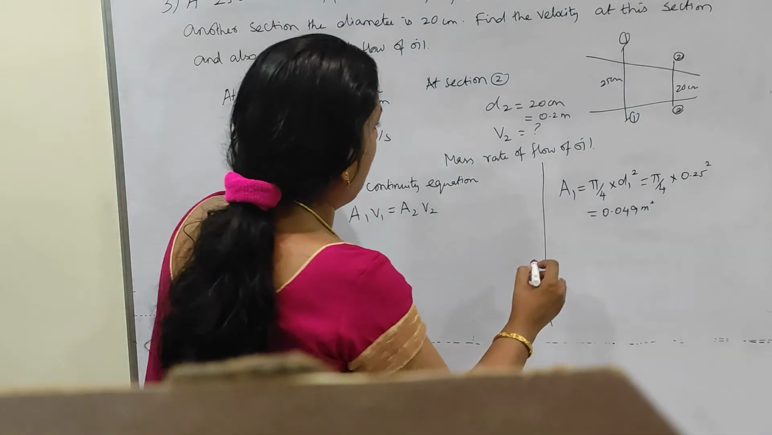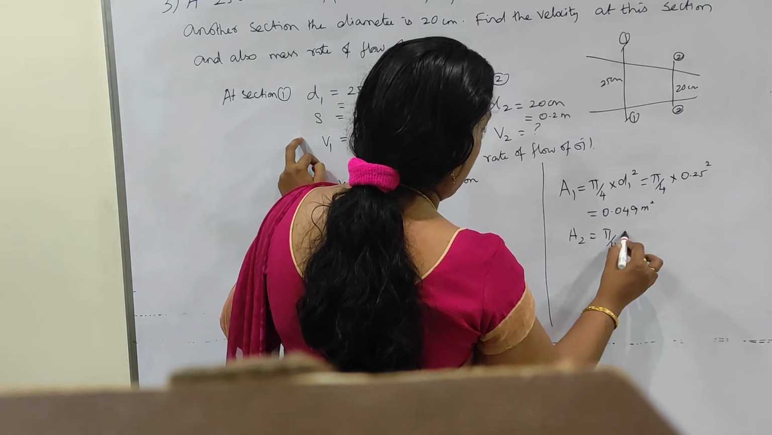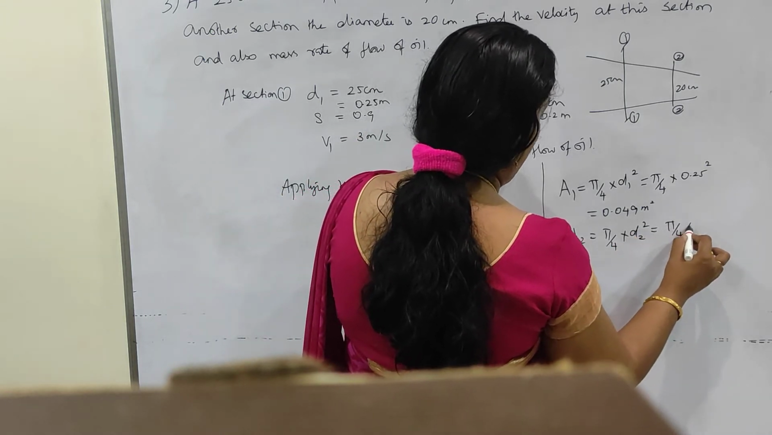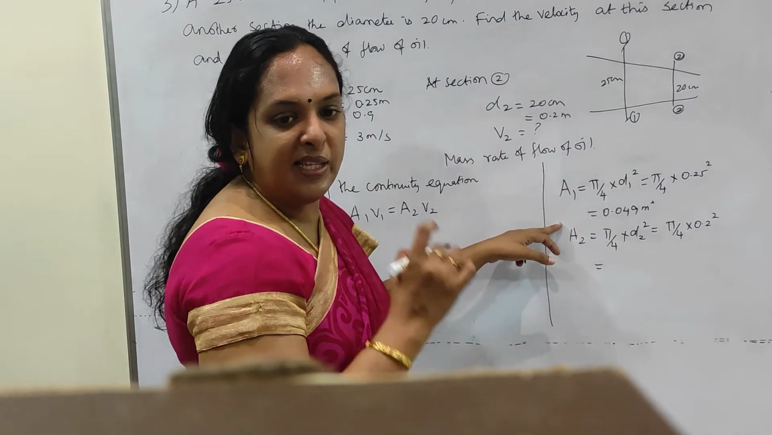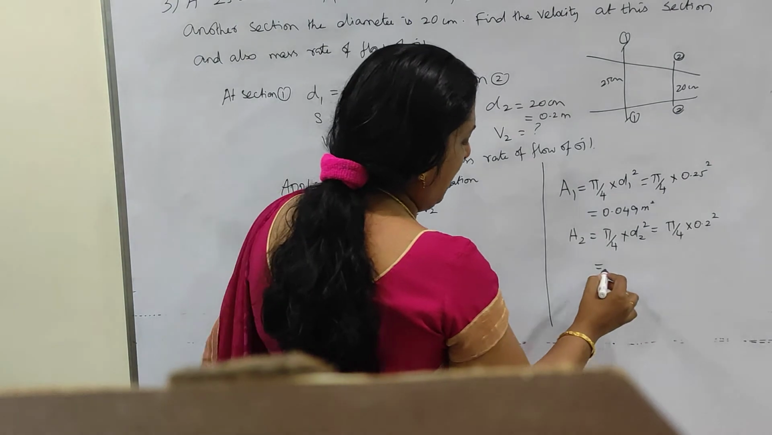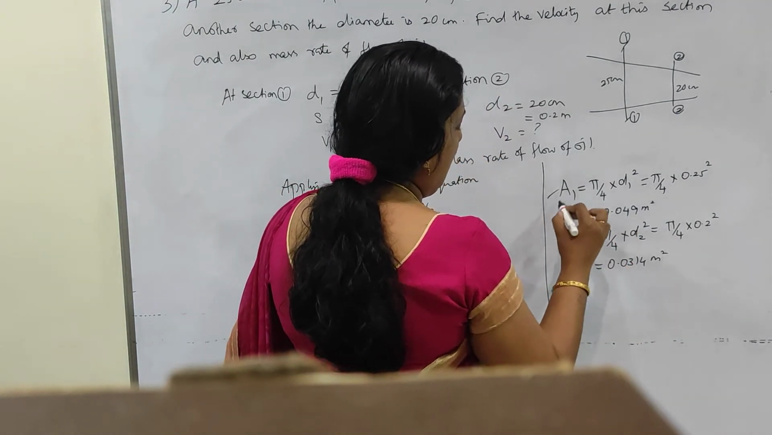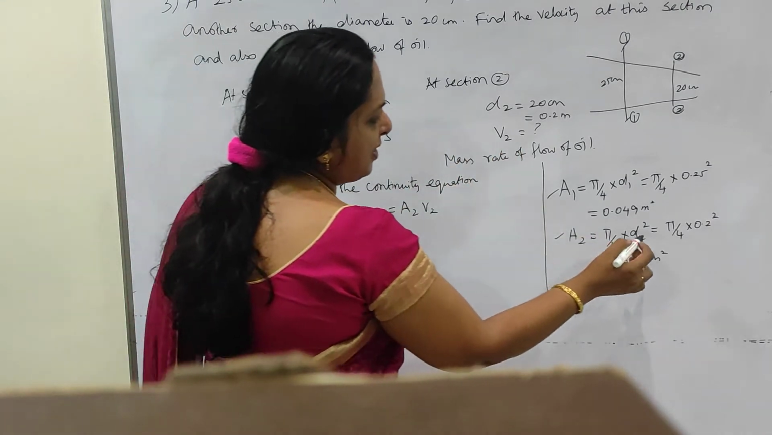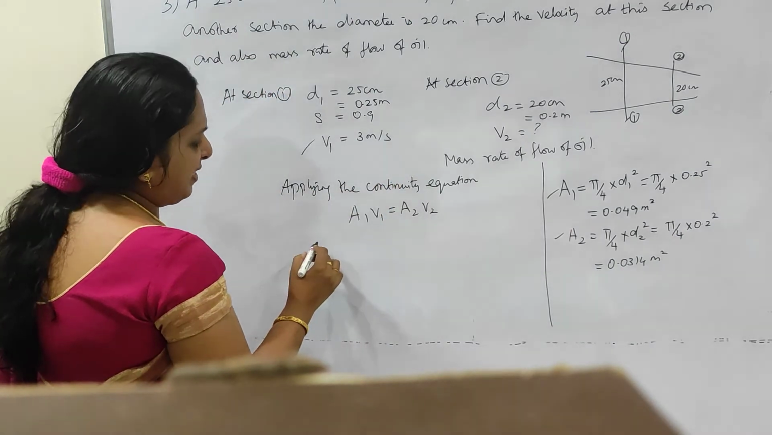Similarly, I have to find out what is the area at section 2. So area at section 2 is the same thing, but instead of D1 square we are using D2 square. So pi by 4 into 0.2 square. Okay, so area is easy for me to find out. So this value is 0.0314 meter square. So A1 and A2 are known, V1 is also known, all are in the same units. This is in meter square, this is meter square, this is meter per second. So just we can substitute here.